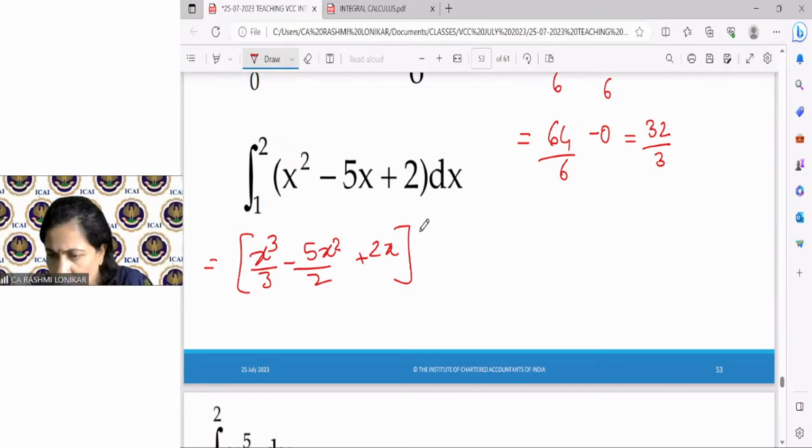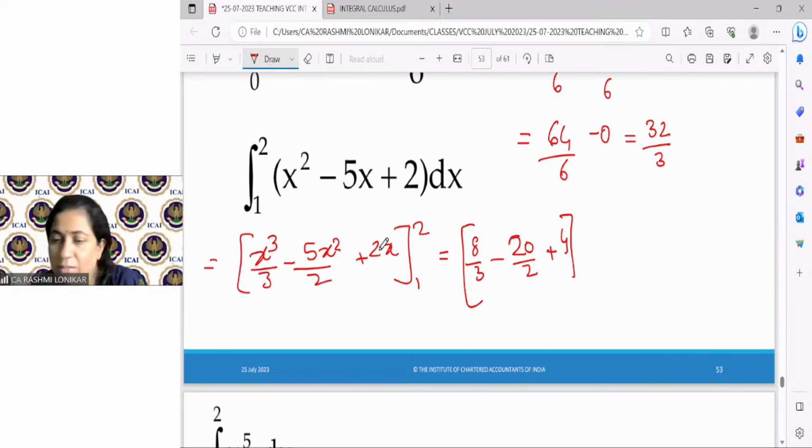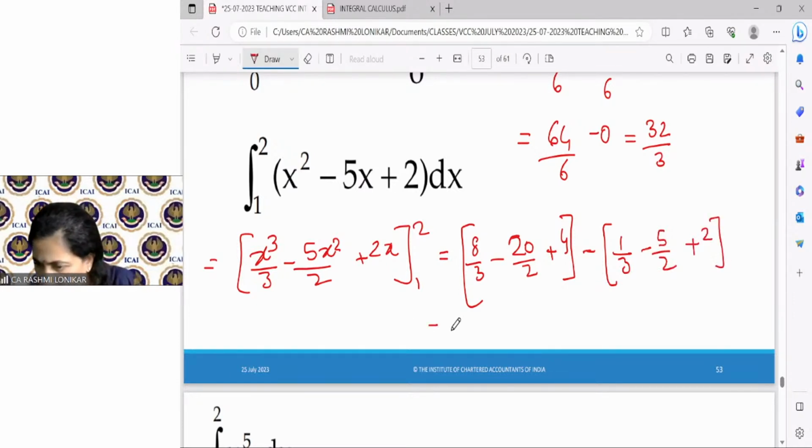1 to 2. So this is equal to how much? I put in the value of 2. That is 2 cube is 8 upon 3 minus 5 into 4 is 20 upon 2 plus 4. Okay, why? I put x is equal to 2 minus I put 1. So 1 upon 3 minus 5 upon 2 plus 2. Okay. Now I have to solve this.